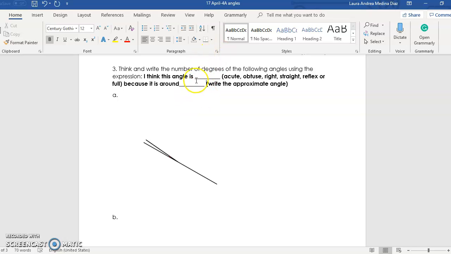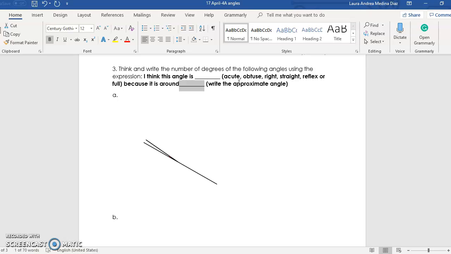If you think it's acute, so you write acute. If you think it's obtuse, you write obtuse, but you need to use the complete expression. And also, you need to write here in the second line what is the number or what are the approximate degrees that this angle has. If it's acute angle, of course, the idea is that it's going to be less than a right angle. Or if it's a reflex angle, it should be more than a straight angle.